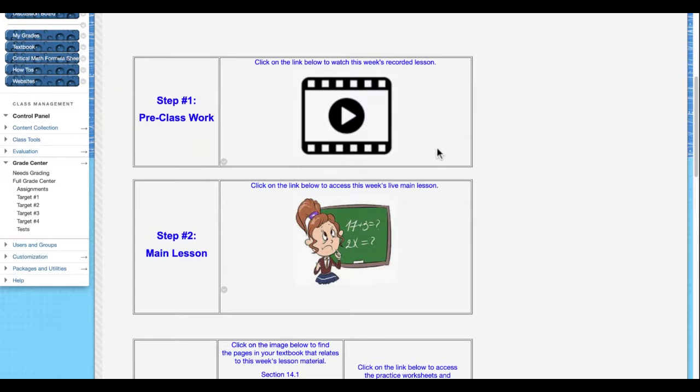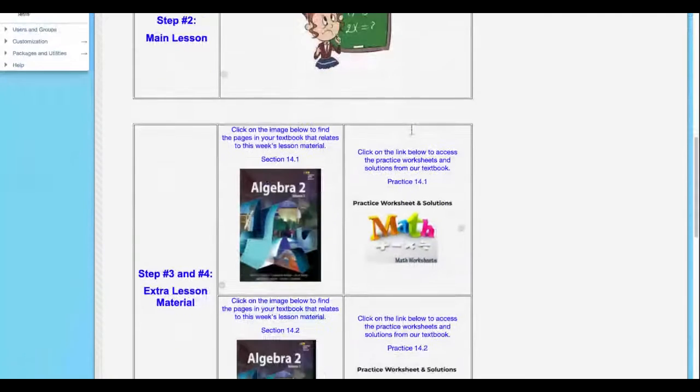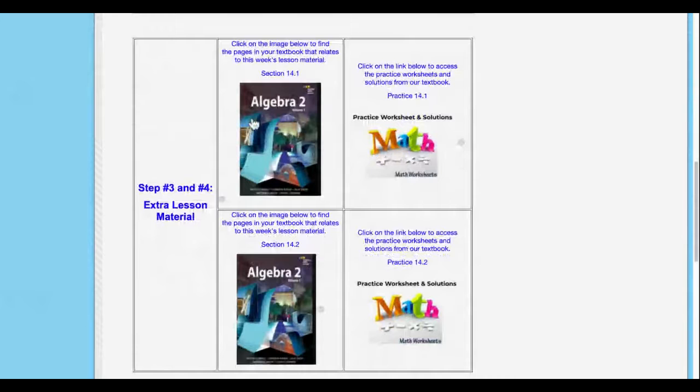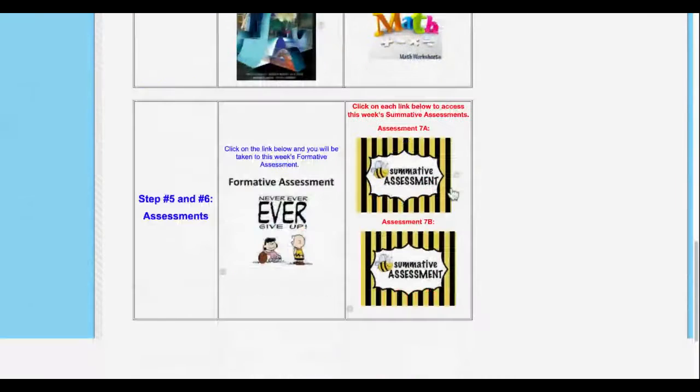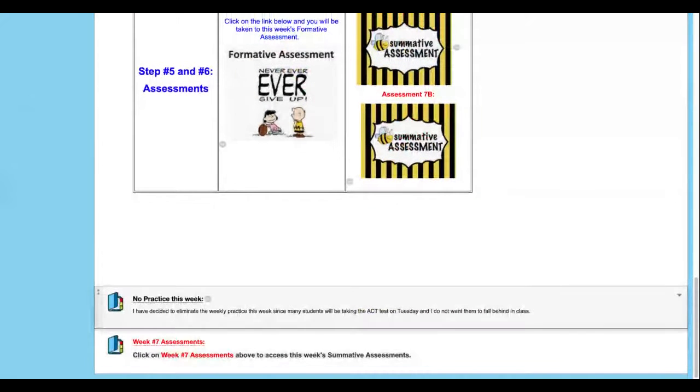And you should watch that to see what's coming for that week. And then the textbook, you don't have to do anything in the textbook if you don't want to. But down at the very bottom, you'll see this is usually where the practice is. Now, this week, I took the practice out of there, because kids are doing ACT testing this week, so I took the practice out. Boom, no practice this week.